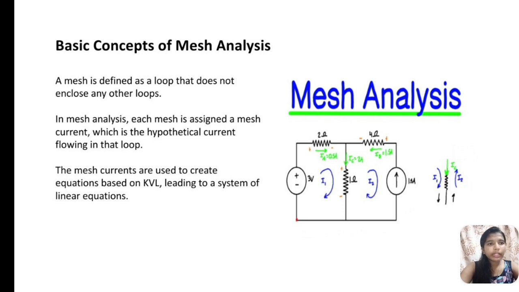So basically in this diagram you can see there are two meshes. Mesh 1 has a current I1 and mesh 2 has a current I2. For these two meshes we are going to apply KVL separately, and whatever equations we get, we are going to solve them.